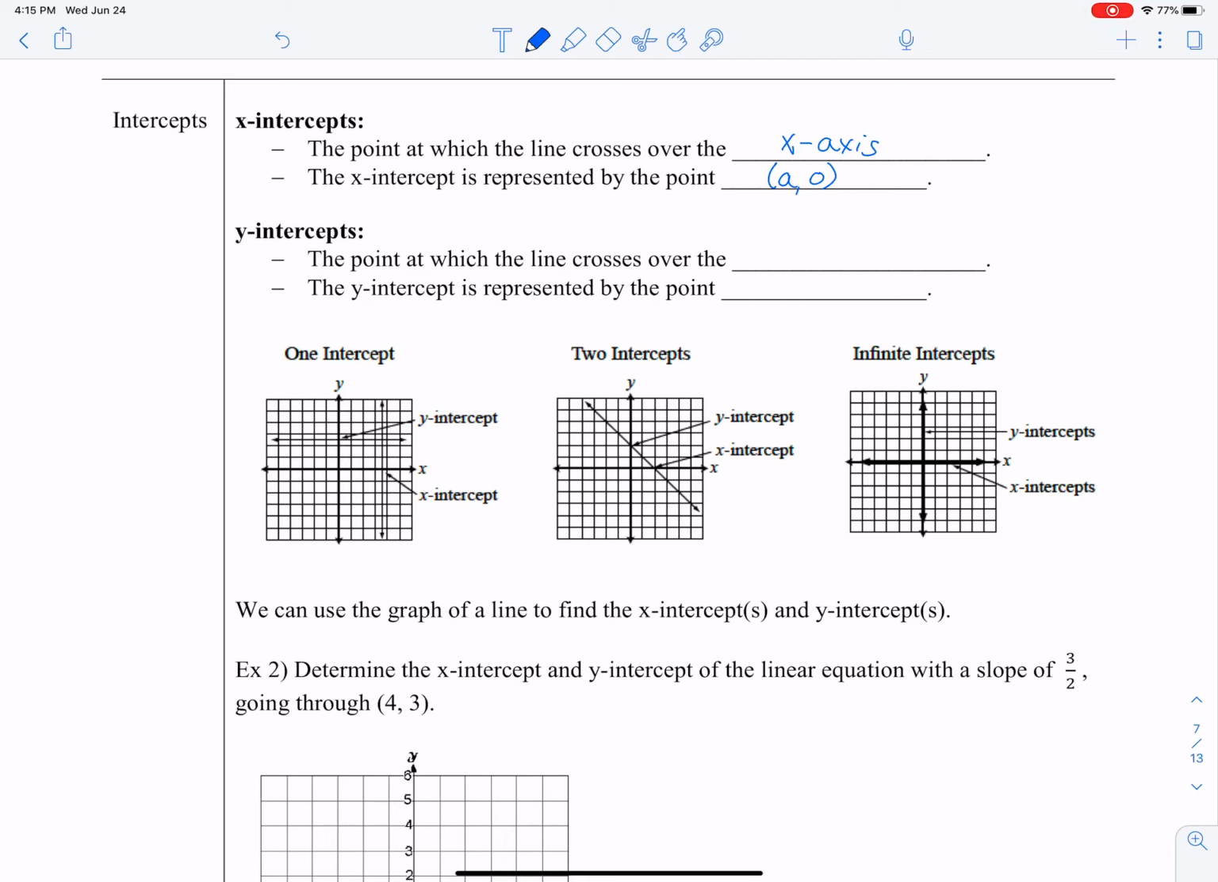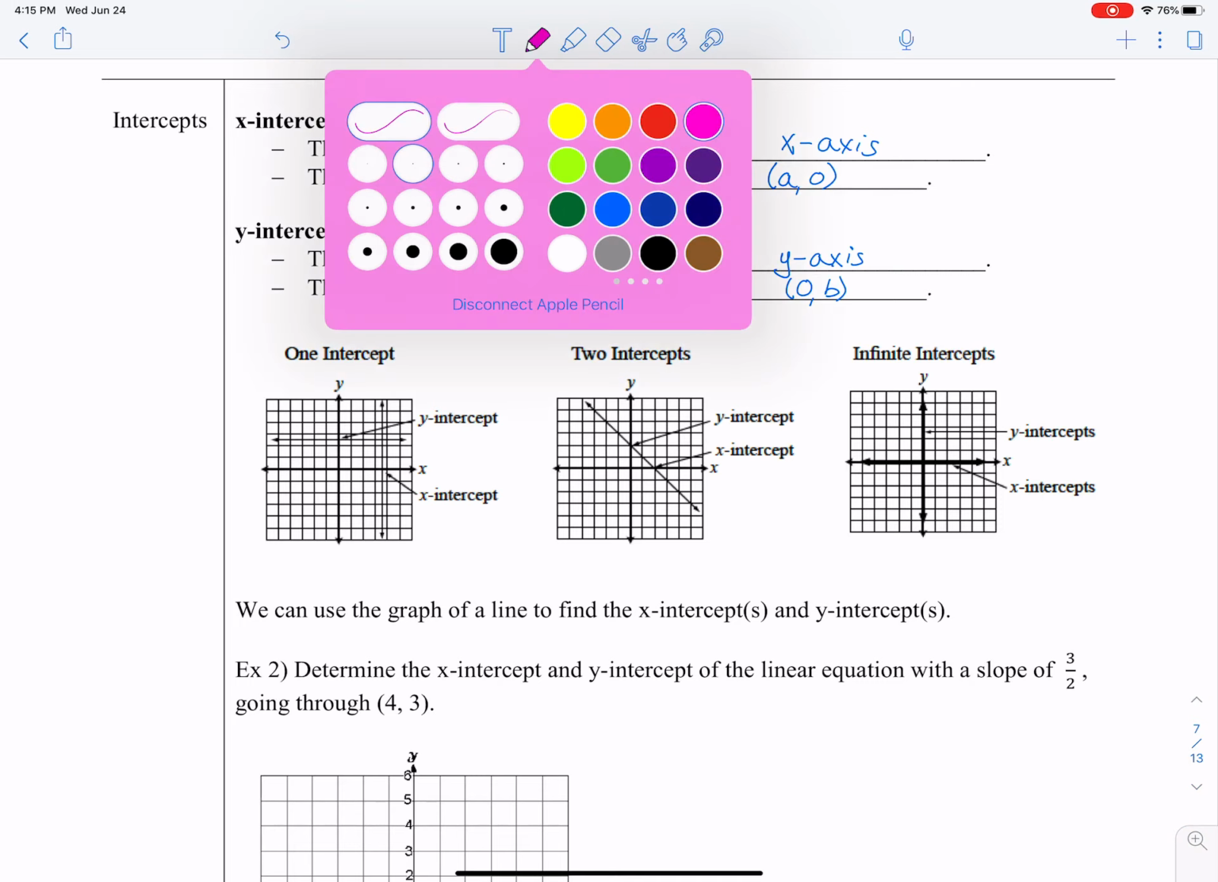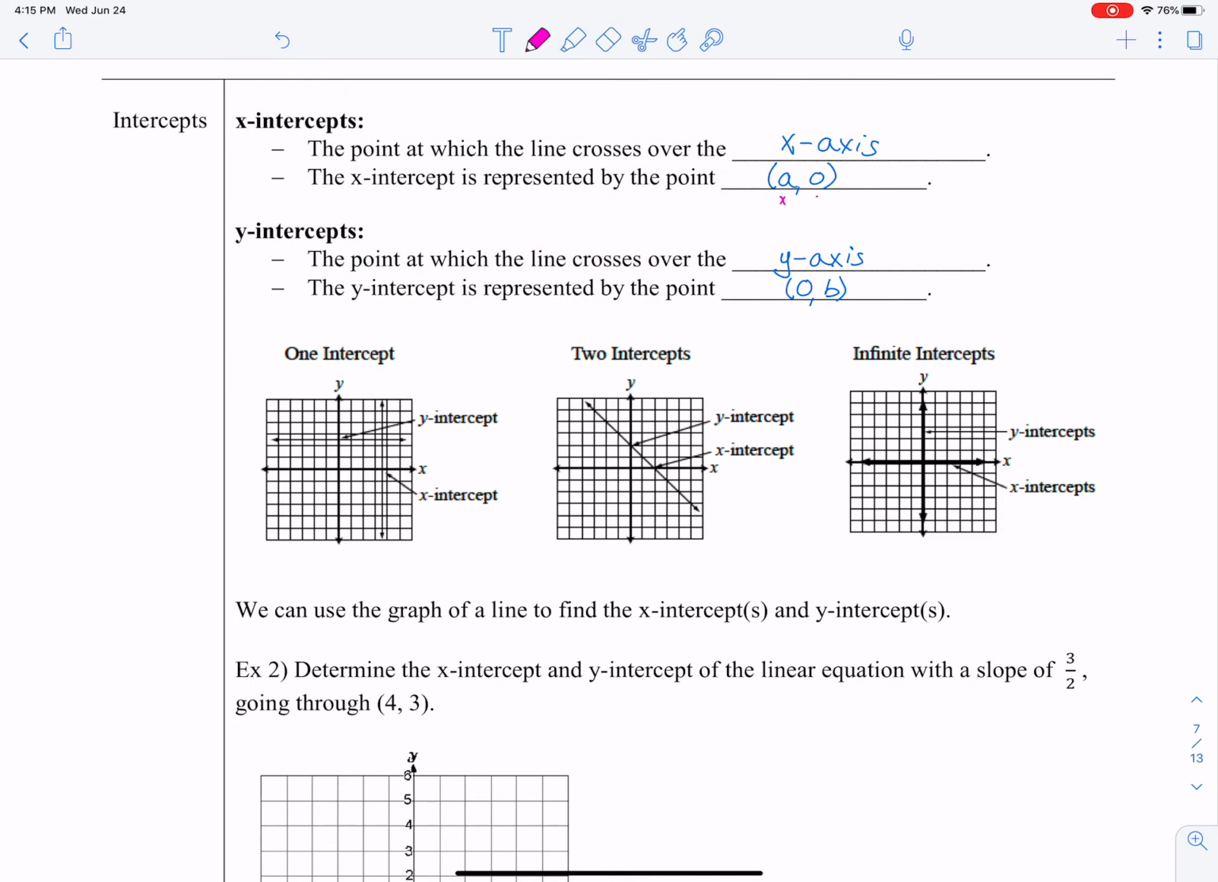Then we have the y-intercept, the point at which the line crosses over the y-axis. For example, this is the y-axis, so this point would be the y-intercept, and it's called (0, b). Remember that this is our x and y.